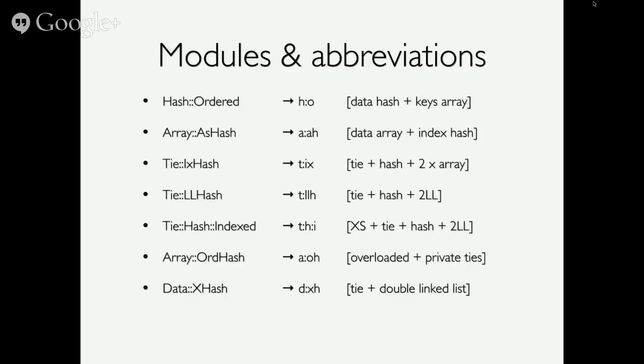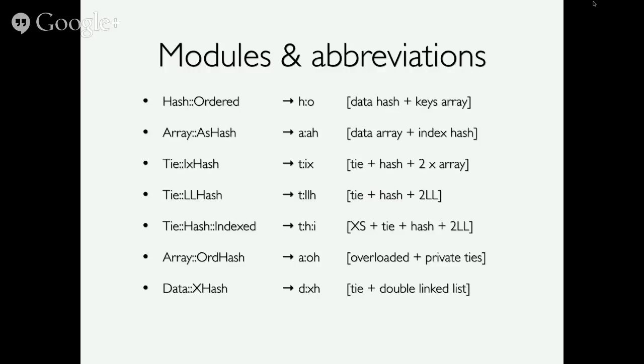So this is just the abbreviations. You saw some of this already in the earlier code, but hash ordered is HO. It's actually just the initials with only a single colon. As a reminder, hash ordered is the data hash plus keys array. Array as hash is the flip side: a data array and an index hash. X hash is the tie plus the hash, maybe the tie, not always, but tie plus hash plus 2 arrays. Tie LL hash is the tie plus the hash plus the doubly linked list.